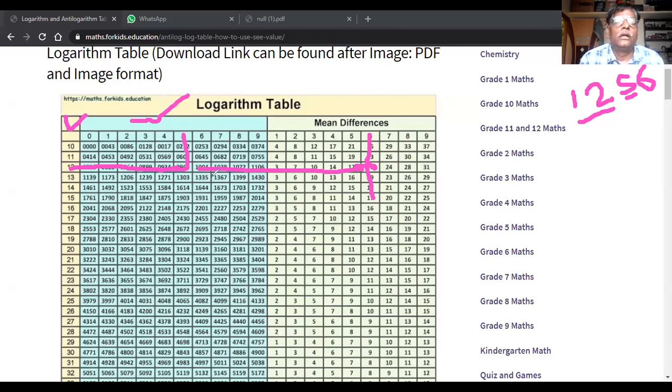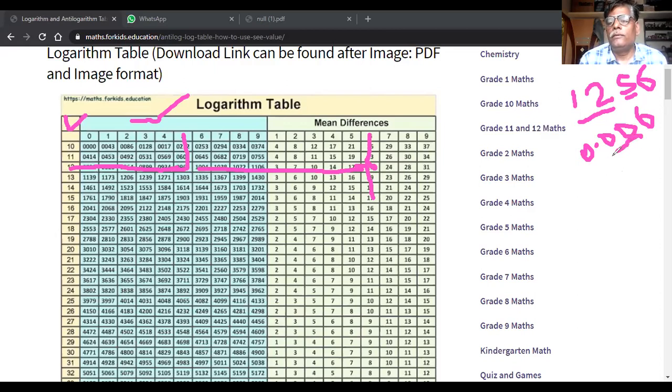Remember this. Clear? This is the way of finding the logarithm. 12, 5, 6. In this way you have to see. For example, 0.006 is the number. How to see the logarithm for this?